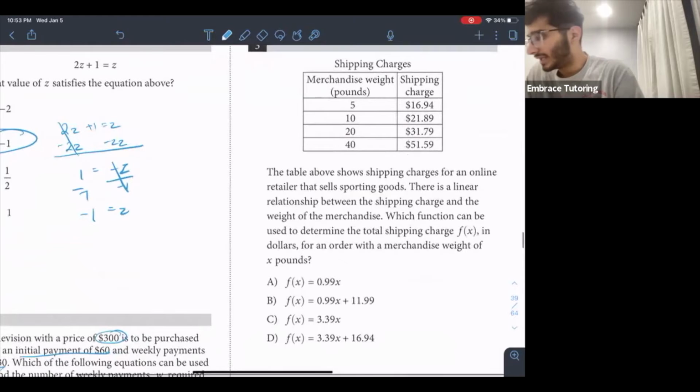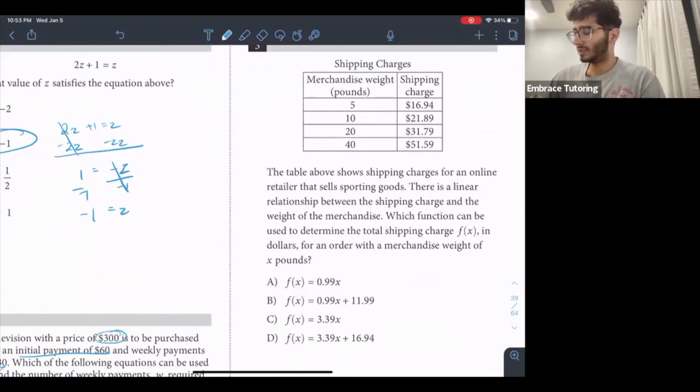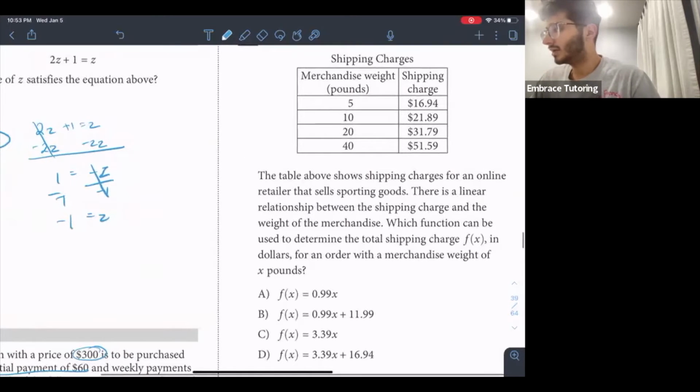Question 3. The table above shows shipping charges for an online retailer that sells sporting goods. There's a linear relationship between the shipping charge and the weight of the merchandise. Which function can be used to determine the total shipping charge in dollars for an order with merchandise weight of x pounds? The way to do this is you can always use the data points, which is what we'll do. The tip I would give everybody is to not use the first data point, because a lot of times they give you the first data point and it works with some of the choices, so you can't get rid of every single choice.